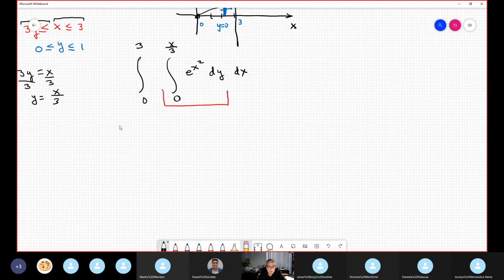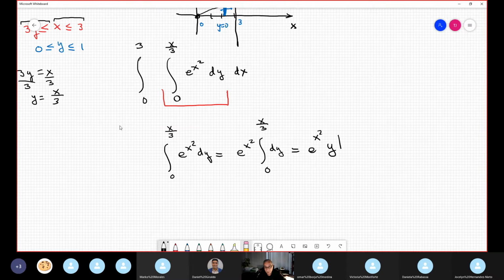If you want, you copy separately here. 0 to x over 3, e to the x squared dy, but you are doing the integration with respect to y, and you consider that the function that depends only on x is a constant. Then, e to the x squared outside the integral. And your integration dy with respect to y, and the derivative is just y. Evaluate between 0 and x over 3.